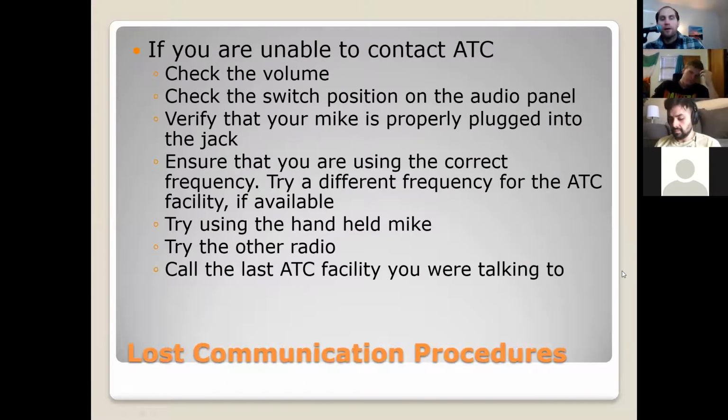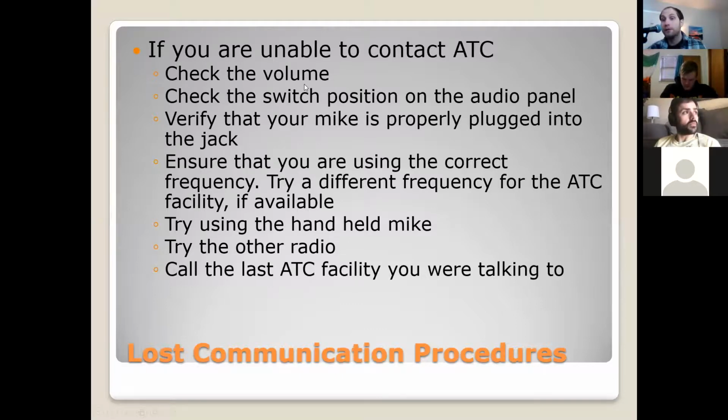So here's some more information about lost communication procedures. We covered the C's already: climb, communicate, confess, conserve, comply, cross-check VOR, check compass. We covered the C's, circle. Here, it's the same idea. We're having some sort of lost communication procedures. We're not having much luck getting a hold of air traffic control on the radio. So these are some troubleshooting steps.